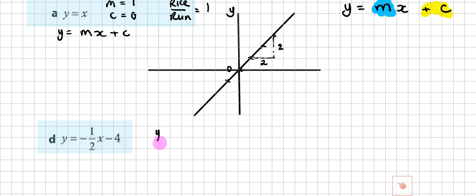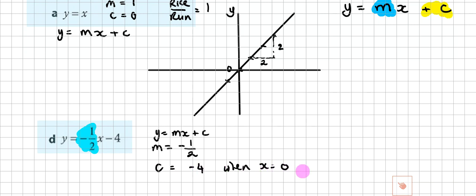So again, we're looking at y equals mx plus c. In this case, what is m? Not as difficult as you might be thinking it is. Negative 0.5. Well, I'm going to leave it as negative 1 over 2. There's a reason for that. What's the initial condition? Negative 4. So that means when x equals 0, y equals negative 4.